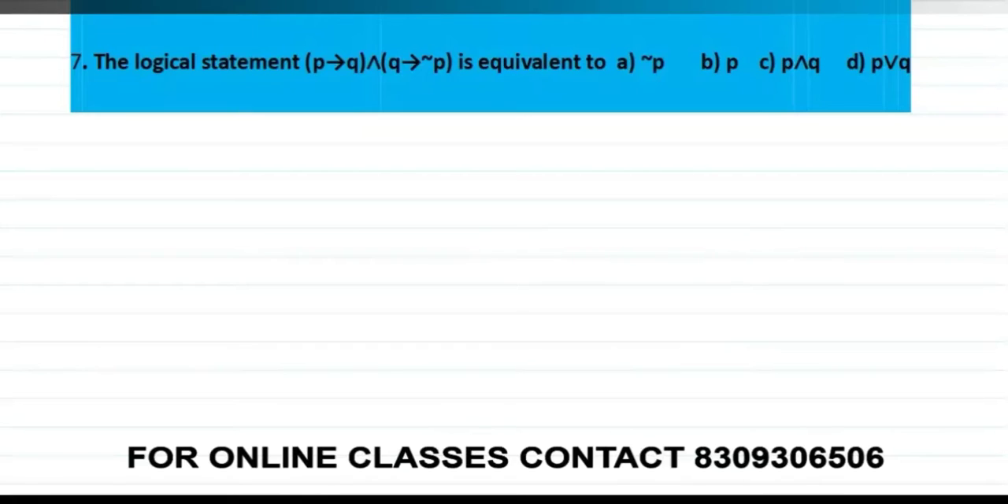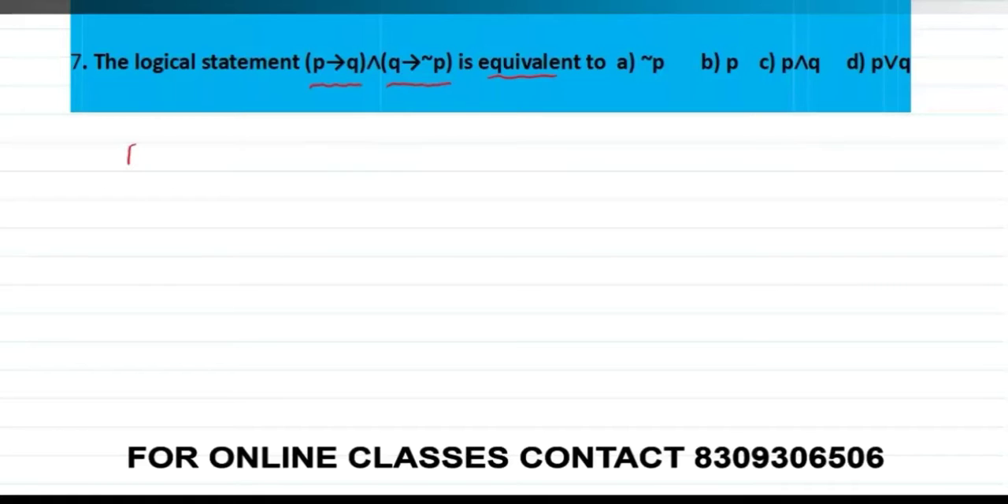Now come to the question. So what is the question here? The logical statement P implies Q and Q implies negation P is equivalent to which statement? Is that option A or B, C, D? We have to check that one. Right. So now first come to truth table.